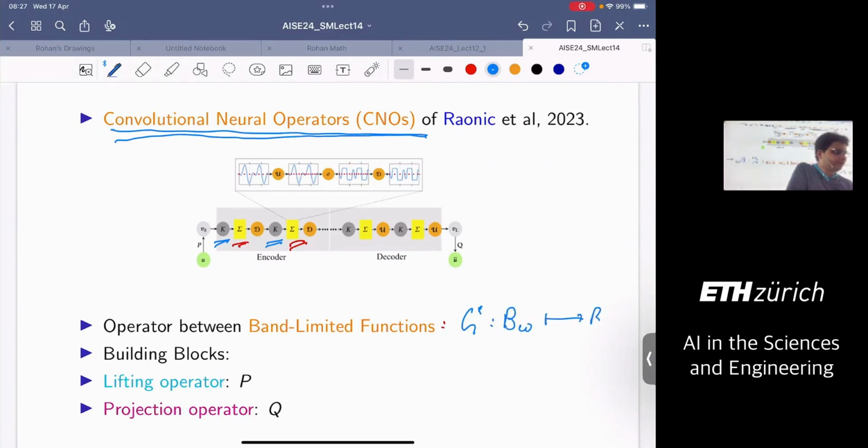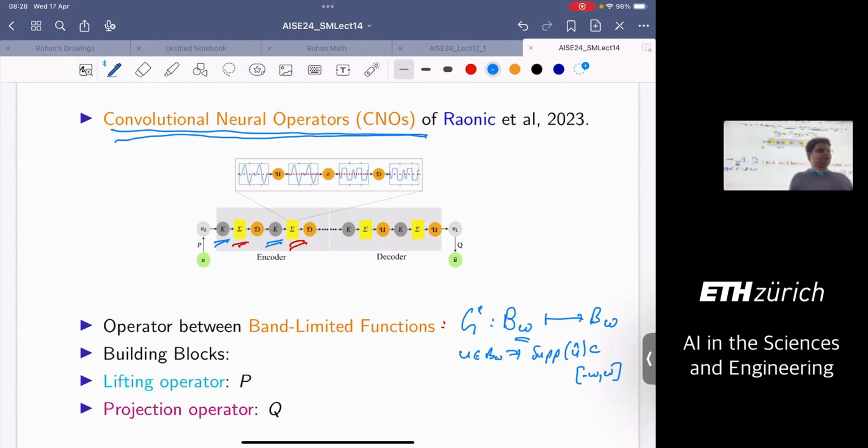Remember that I defined band limited functions. Essentially you take a function, you take its Fourier transform, and you cut off the high frequencies beyond a certain point. So for B_W, these are all the functions u such that the support of the Fourier transform of u is contained inside [-W, W], just for simplicity. It could be a vector space or a multidimensional space, of course. So we are taking band limited functions.